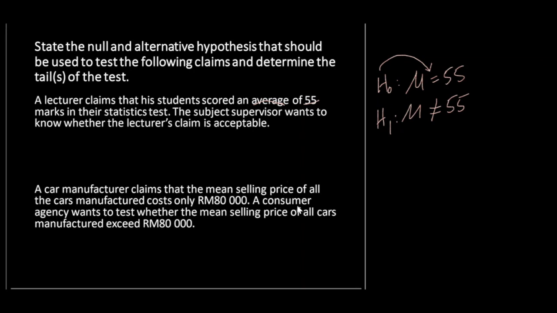Okay, next example. A car manufacturer claims that the mean, again the keyword here, the mean, selling price of all, so population mean, all cars manufactured cost only 80,000 ringgit. So the null hypothesis would be population mean is equals to 80,000. A consumer agency wants to test whether the mean exceeds 80,000. So that means the alternative would be that mu exceeds 80,000.